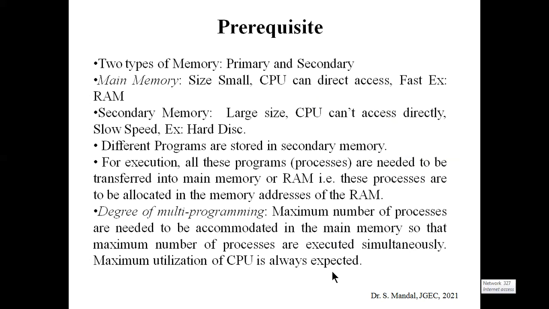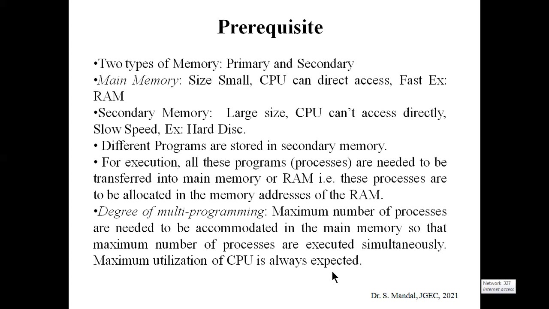Before starting memory management, let's revise some of our basic concepts on operating systems. As you already know, in any computer system or operating system, there are two types of memory available to us. One is called primary memory or main memory, another is called secondary memory. So what is main memory? Main memory is where the CPU can directly access, for example RAM. It is volatile in nature, and its size is small, but it is very fast. That is called the main memory.